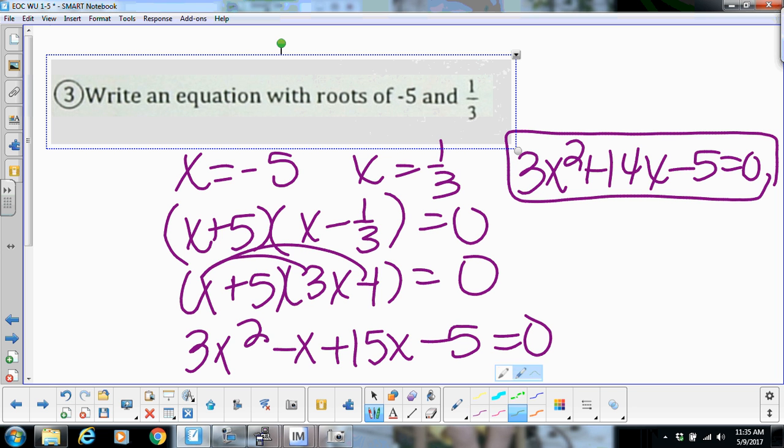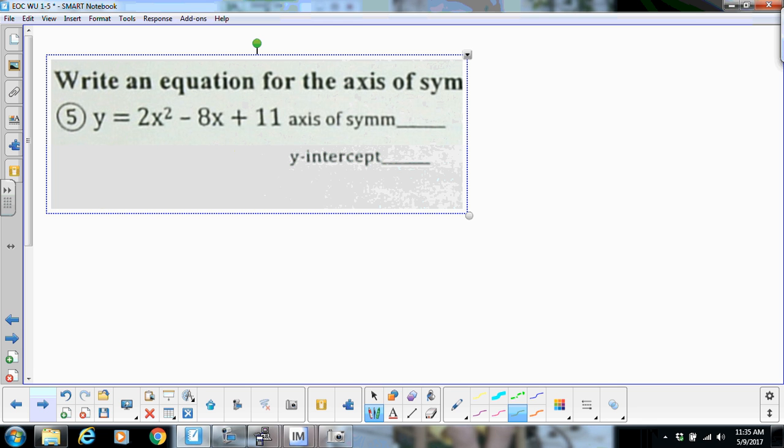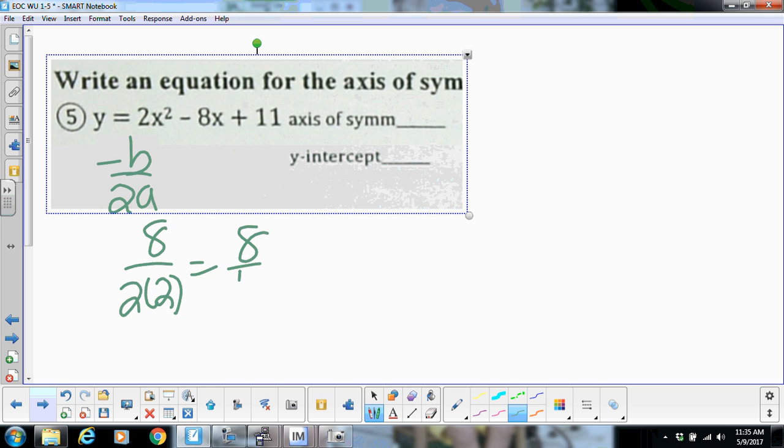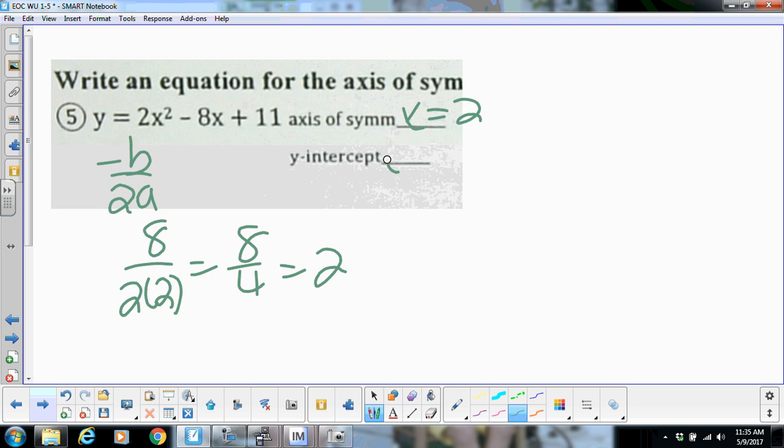All right, problem number 5 is the next one I'm going to do. We're just finding the axis of symmetry and the y-intercept. So remember, axis of symmetry is opposite b over 2a, or 8 over 2 times 2, which is 8 over 4, or 2. So our axis of symmetry is x equals 2. And then your y-intercept is in the equation already right here at 11.